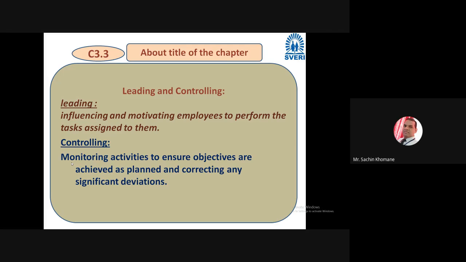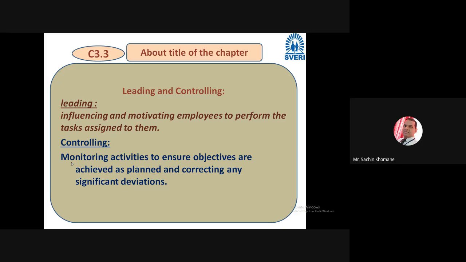To ensure objectives are achieved as planned and correcting if any significant deviation. So controlling is nothing but always monitoring that activity. Why should activity be monitored? Because the manager has to achieve a certain objective. He has to ensure that the objective is going to be achieved as per the plan, right?